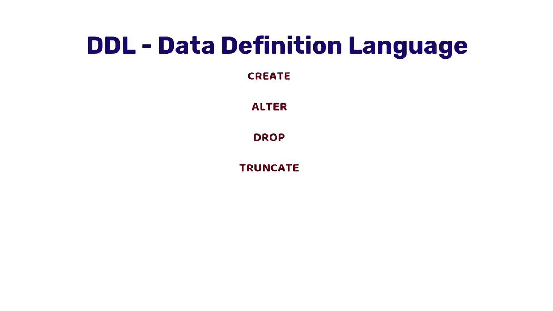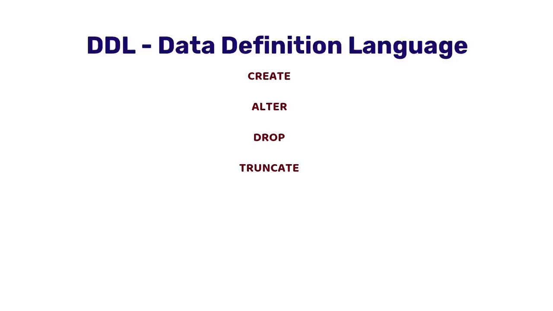As the name suggests, create is used to create a new database object such as a table, view, function, etc. Alter is used to modify the structure of an existing table, whereas drop is used to remove the database object from the database. Truncate is used to remove all the data from a table at once.